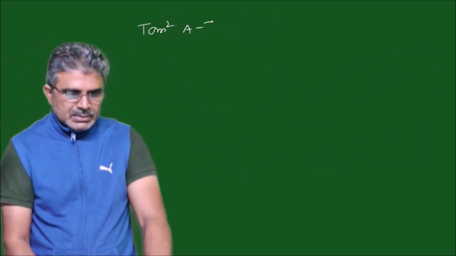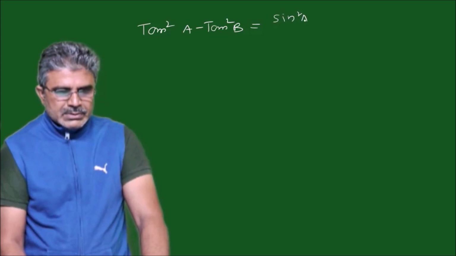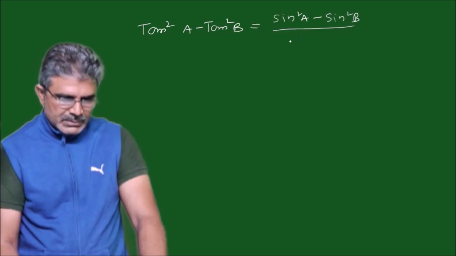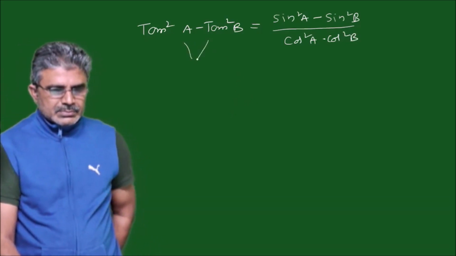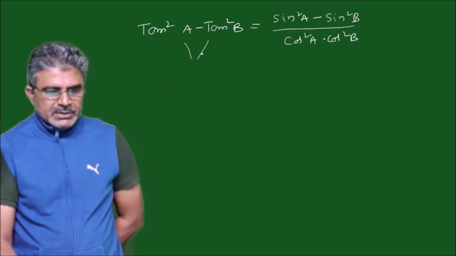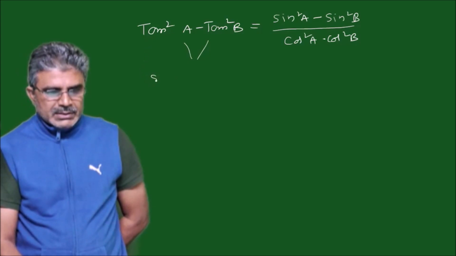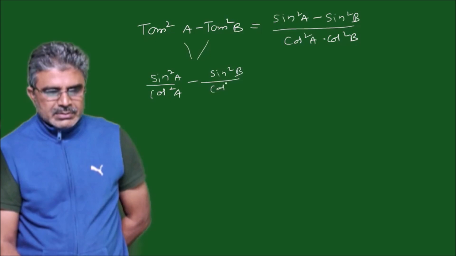Our next problem is tan square A minus tan square B is equal to (sin square A minus sin square B) divided by (cos square A into cos square B). Here also we can take the LCM by converting tan into sin by cos, like sin square A by cos square A minus sin square B by cos square B.